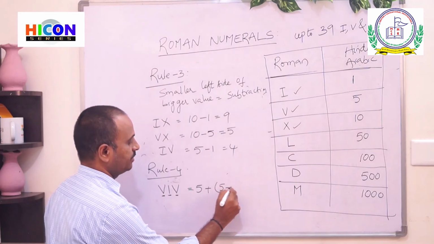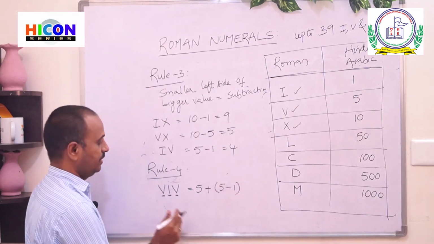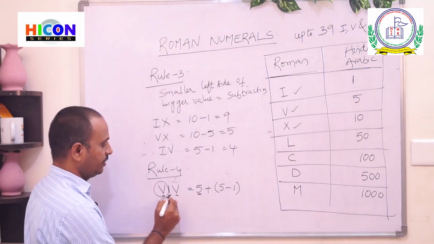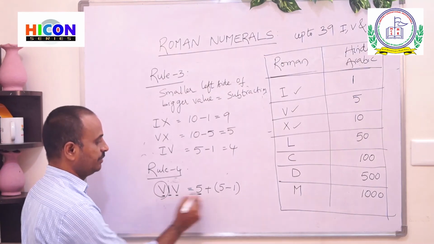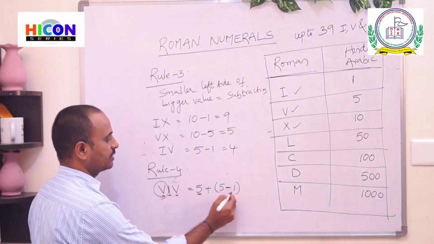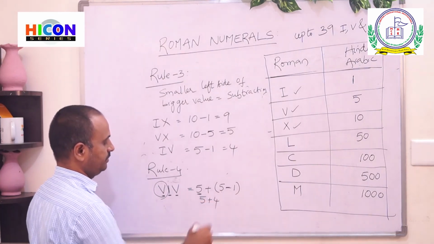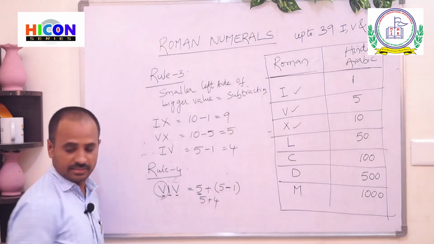So children, listen carefully. Here V means 5 and we have to subtract I from the V. That means V means 5, and 5 minus 1 is 4. That is 5 plus 4. So this is an example.